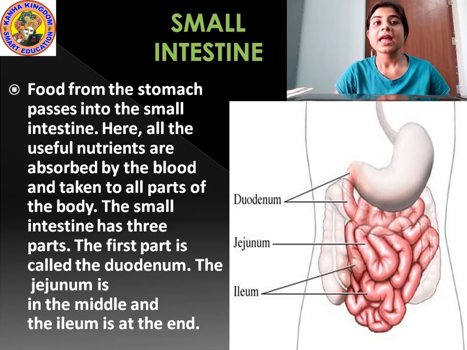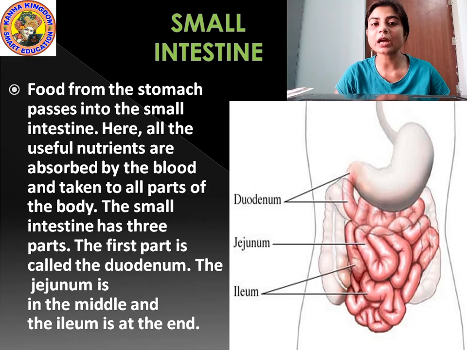Understood? The small intestine has three parts. The first part is called the duodenum. D-U-O-D-E-N-U-M. Duodenum. Can you see the picture? You can recognize which one is the duodenum.